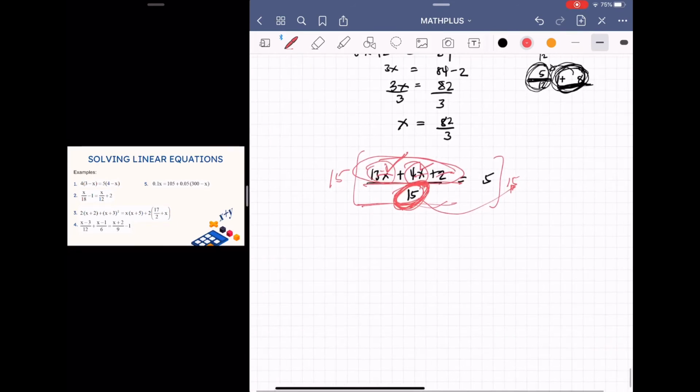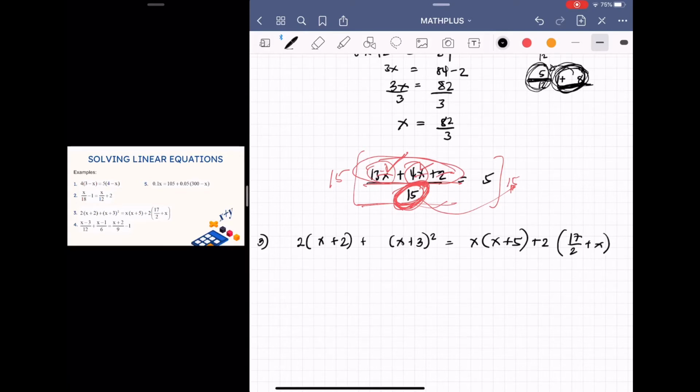Number 3. Let me rewrite that. So question number 3 is 2 times (x plus 2) plus (x plus 3) quantity squared, equivalent to x times (x plus 5) plus 2 multiplied by (17 halves plus x). So as I said, I have to distribute this. I have to expand this thing because I have to remove the parentheses.